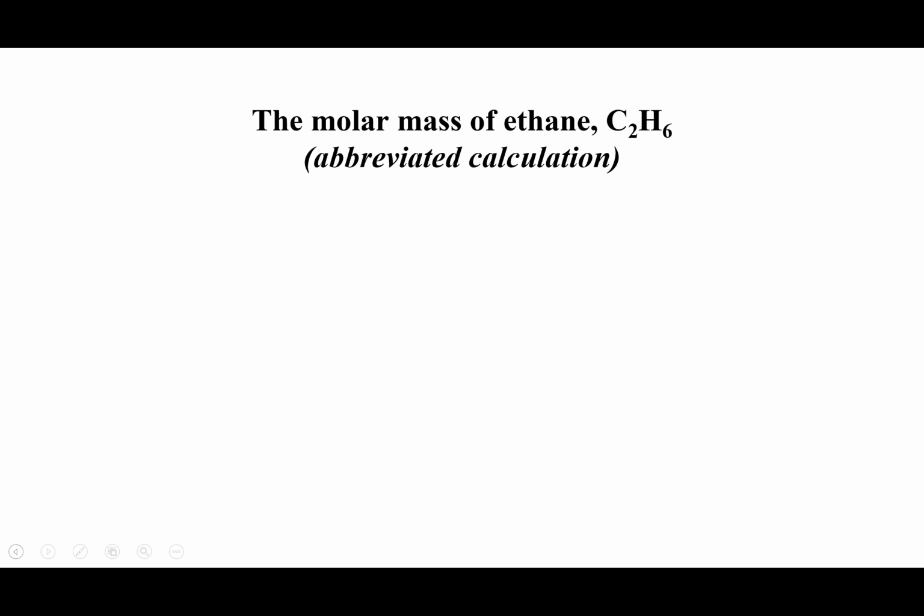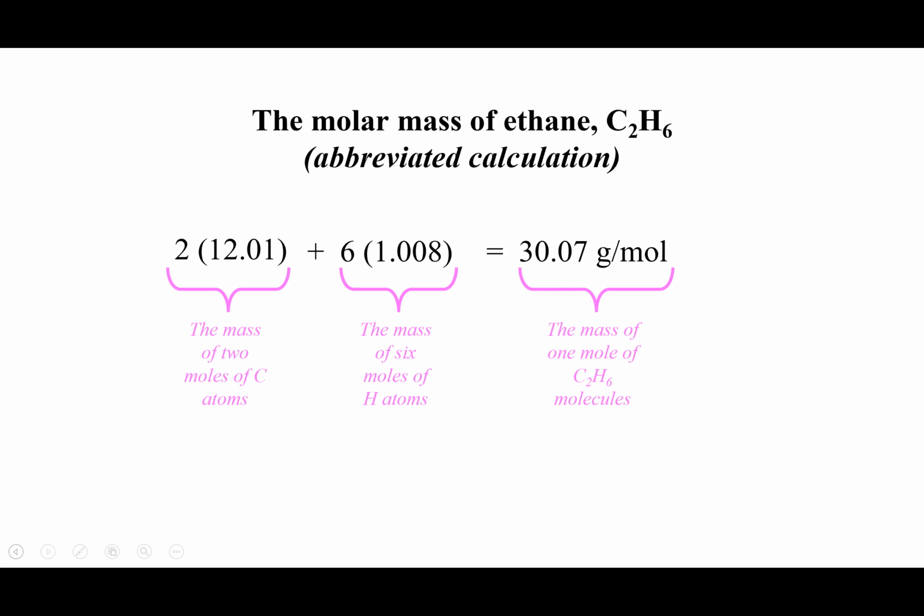Working the same problem the way I would do it, it looks like this. And I kind of mentioned this the other day. I know from the formula I need 2 carbons. The decimal number for carbon is 12.01. 6 hydrogens. The decimal number for hydrogen is 1.008. And of course we get the same number.